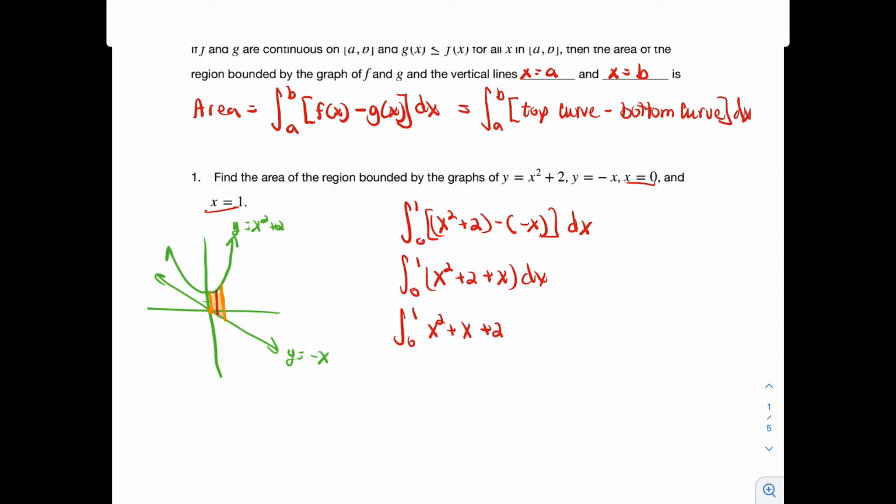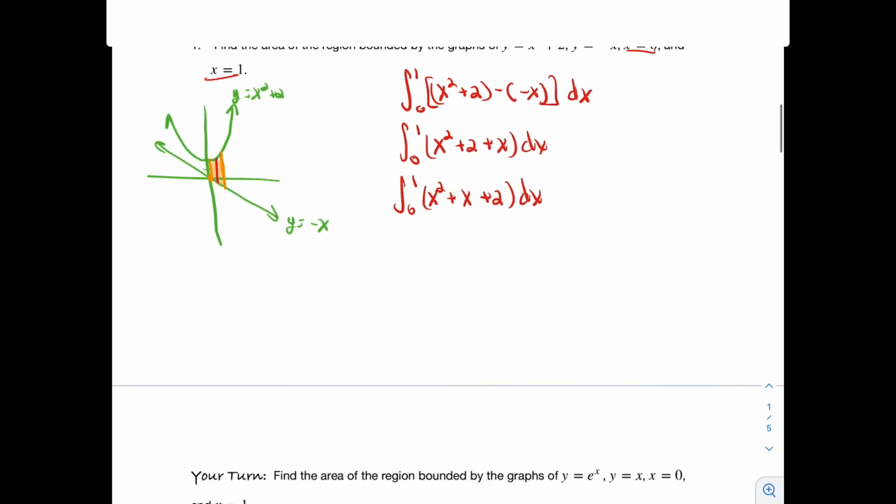So now I'm just going to simplify before I integrate, and I get x squared plus x plus 2 dx. And then I just integrate it like normal. And I get 1/3 x cubed plus 1/2 x squared plus 2x evaluated from 0 to 1.